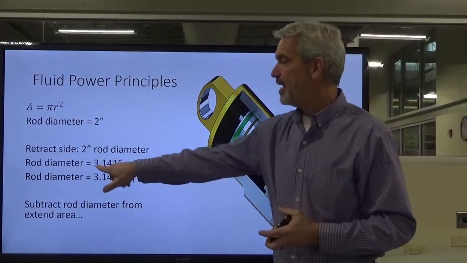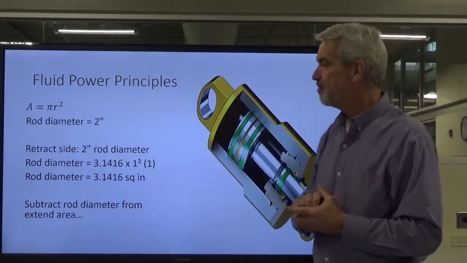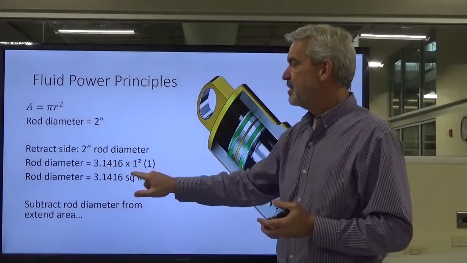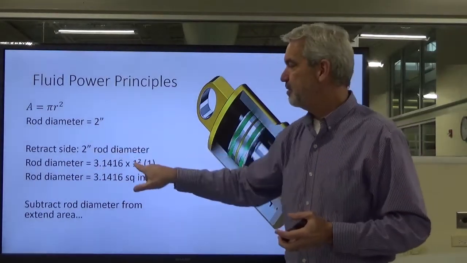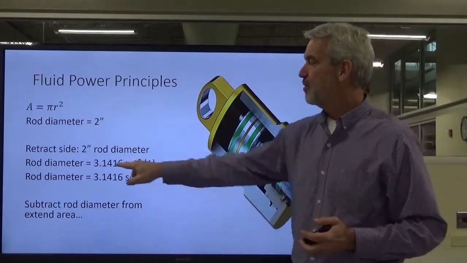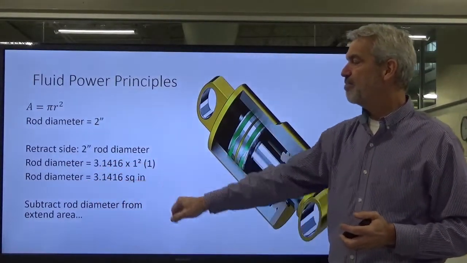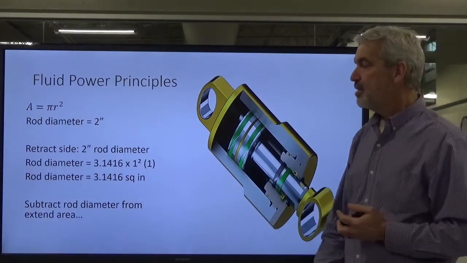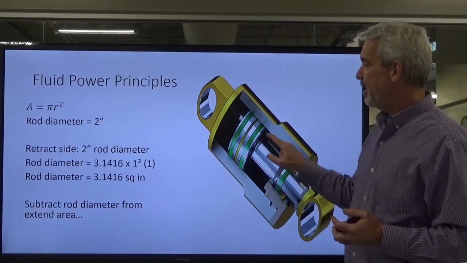So we have pi, 3.14 or 3.1416 if you want, doesn't matter, it's not going to make that much difference. We have pi times our radius, which is half of 2, which is 1, squared. 1 times 1 is 1. So 3.14 times 1, we're going to have a rod area of 3.14. So now we've just got to subtract that from the area of the piston.